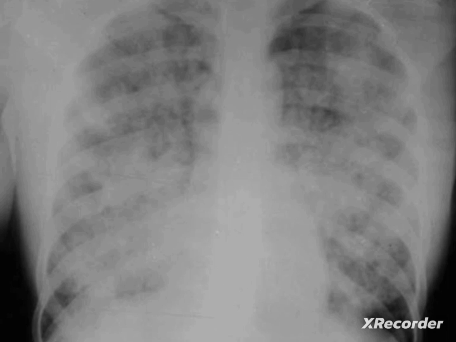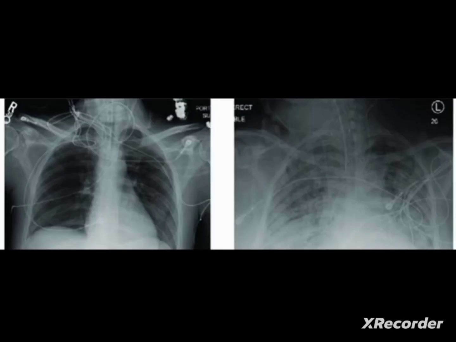Okay, we can see the differentiation between a normal chest and the ARDS chest. In a normal chest, you can see the black color, right? That indicates that the lung is functioning normally. But in case of ARDS, there is a whitish appearance in both lungs. That is known as the bilateral opacity. So that is the typical feature of ARDS.